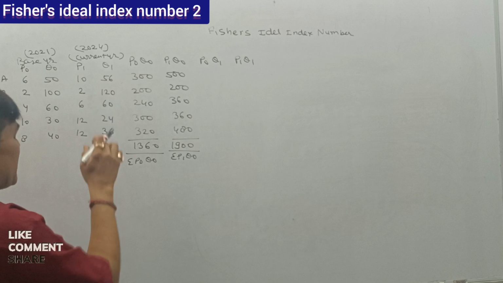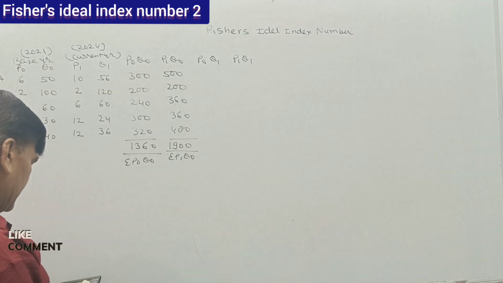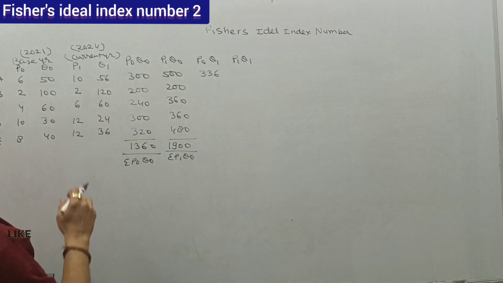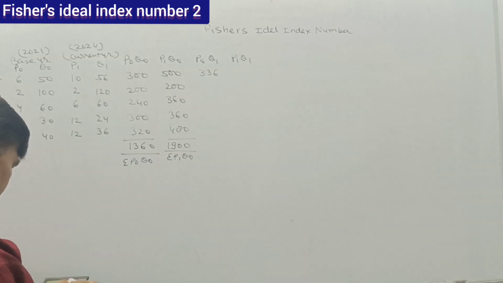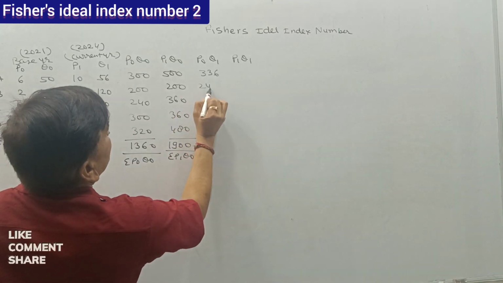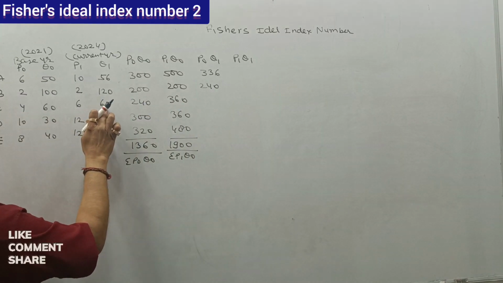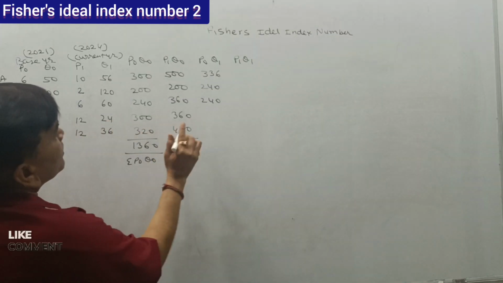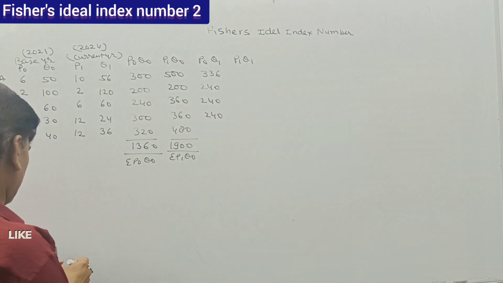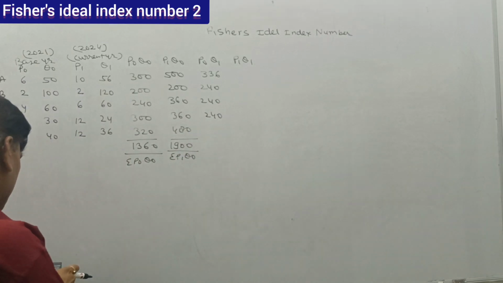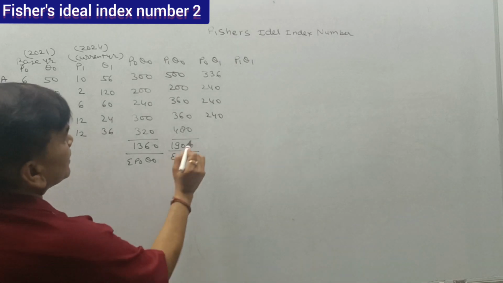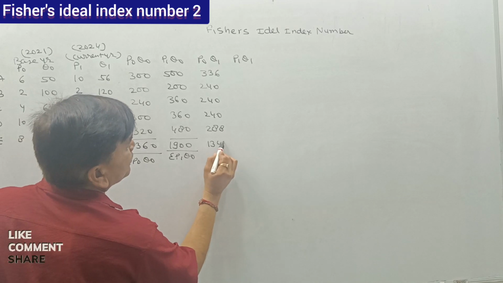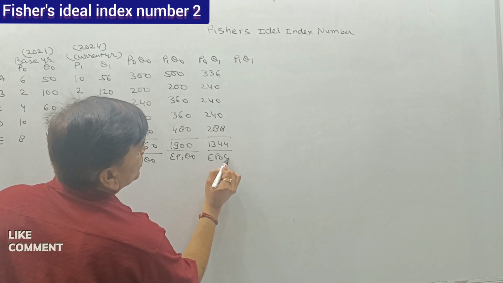P0 Q1. 6 multiplied by 56, that is 336. 2 multiplied by 120, that is 240. 4 multiplied by 60, that is also 240. 10 multiplied by 24, that is also 240. 8 multiplied by 36, that is 288. So the addition of this is 1344. That is sigma P0 Q1.